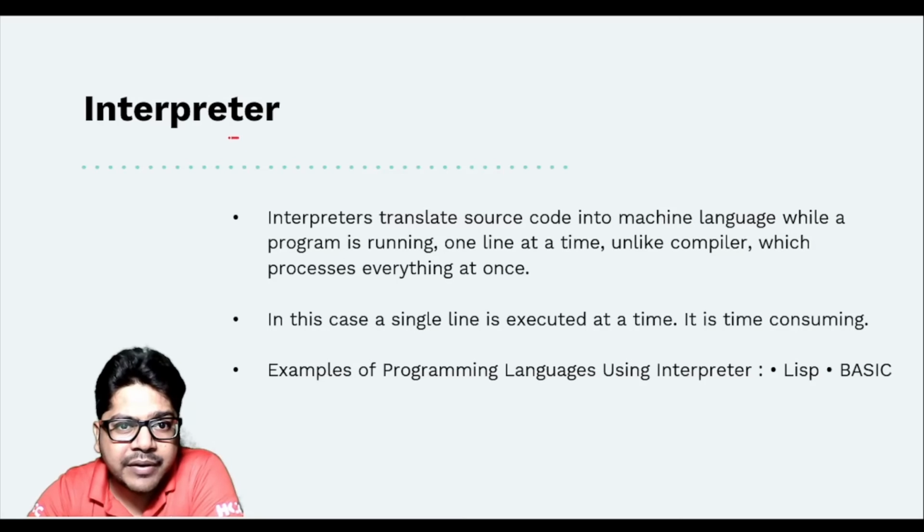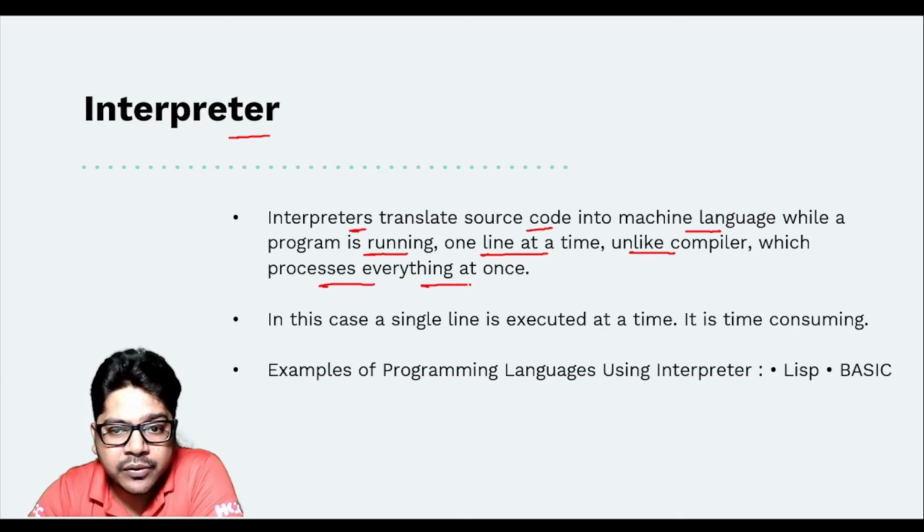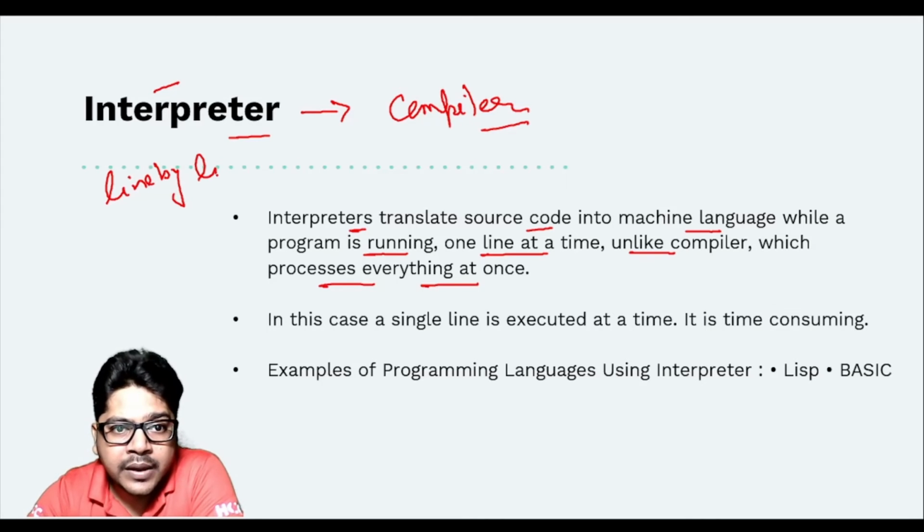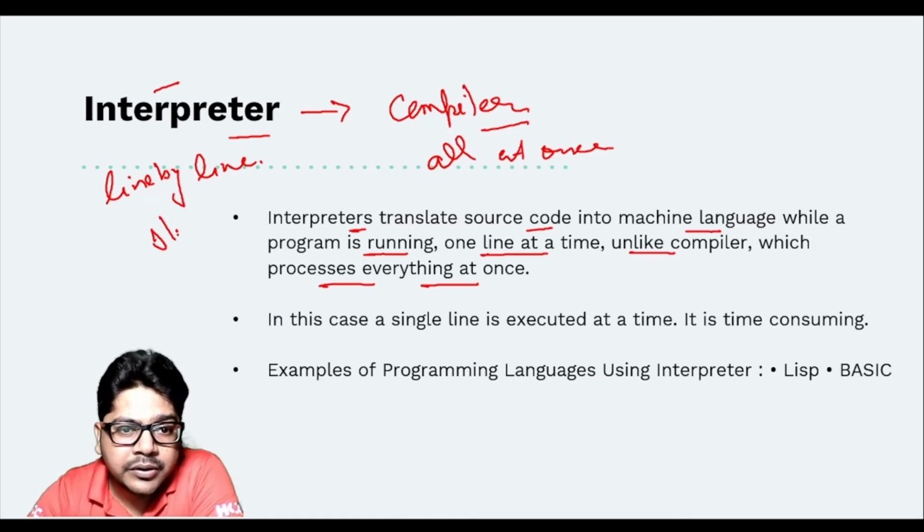Then we have another thing called an interpreter. So what is an interpreter? An interpreter translates the source code into machine language while a program is running, one line at a time, unlike a compiler which processes everything at once. So the interpreter also does the same thing as a compiler, but the whole difference is that the interpreter does it line by line, and the compiler does it all at once. If something is doing it line by line, then of course it is bound to be slow, and the compiler is bound to be fast.